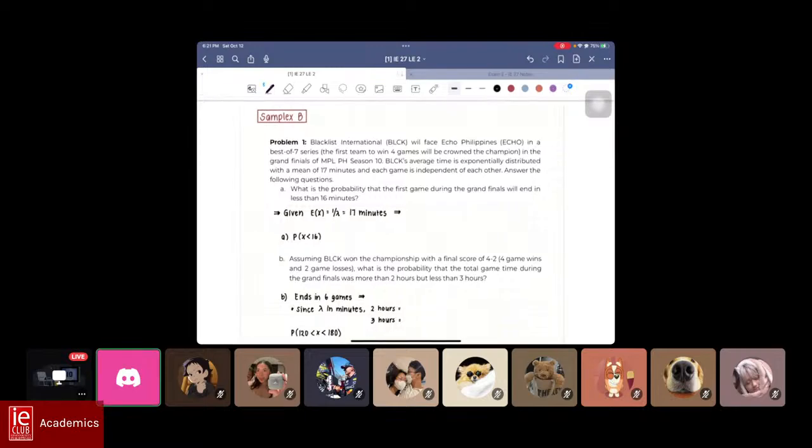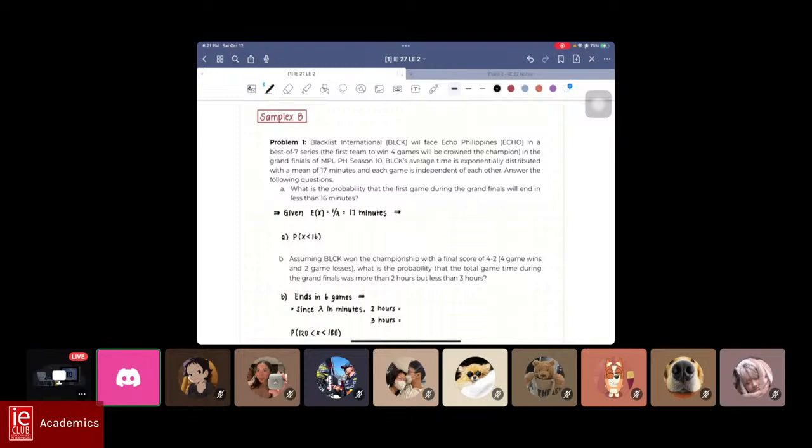Okay, so for problem 1, it says Blacklist International will face Echo Philippines in a best of 7 series. So the first team to win 4 games will be crowned the champion in the grand finals of MPL PH Season 10. So Black's average time is exponentially distributed with a mean of 17 minutes, and each game is independent of each other. And then answer the following questions. So some of the problems, usually in IE27, they look super long and intimidating.